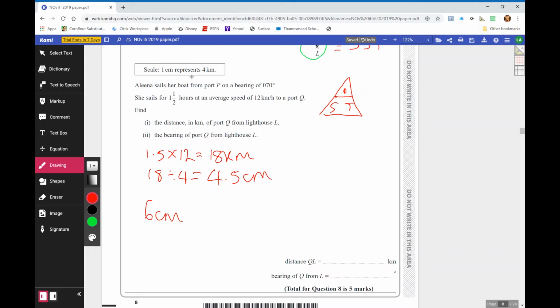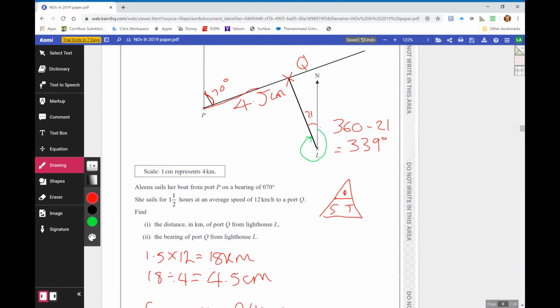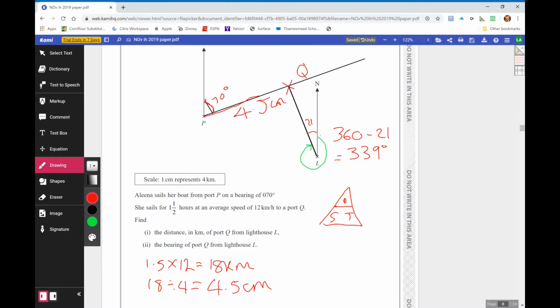So 6 centimetres, so then you just times that by 4, because each centimetre is 4 kilometres, so 24 kilometres. Again, I've had to kind of guess those, so then you'd write that in there. And then bearing, we did that, 339. Again, could be wrong on there because everything is based on these measurements and I can't do that. But I hope you understand some of the language. It's really important to understand the language on bearings questions, and always measure from north clockwise.